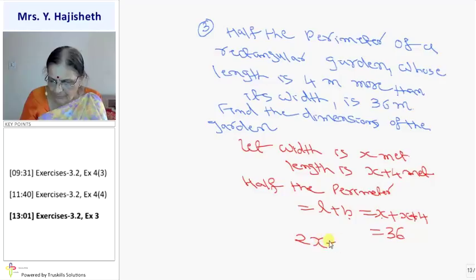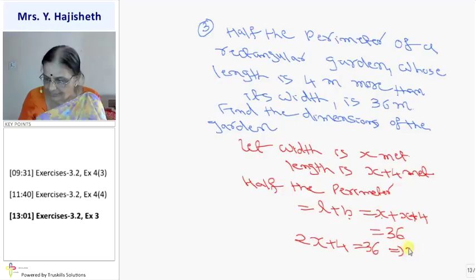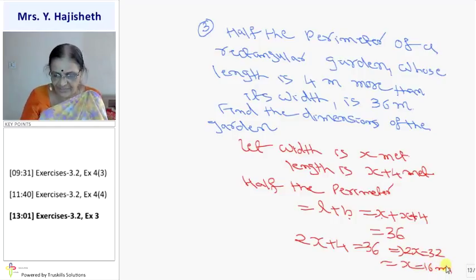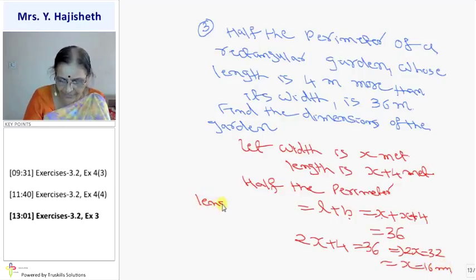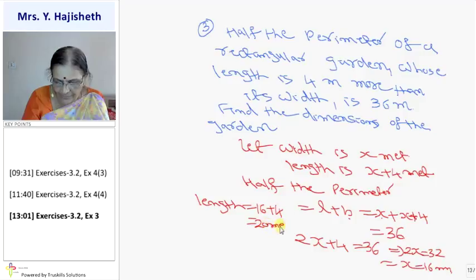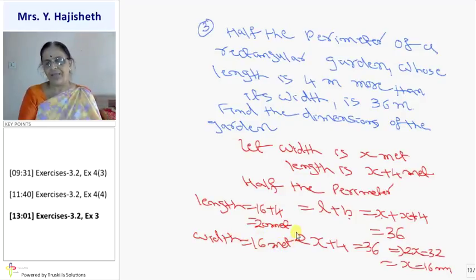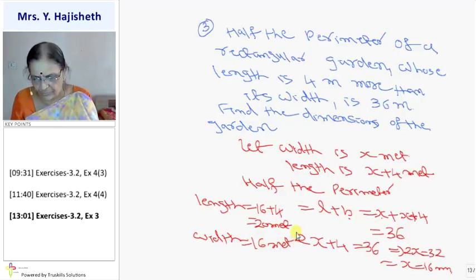Matlab 2x plus 4 is 36. So 2x is 32. So x is 16. So width is 16 and length is x plus 4, so 16 plus 4. So length is 20 meter and width is 16 meter.